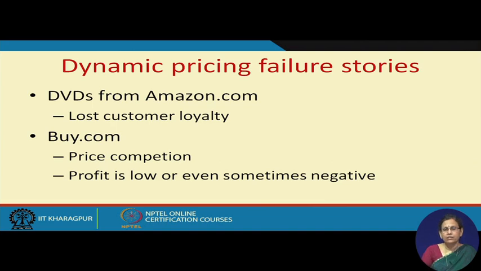There are some failure stories as well. For example, in the earlier days when dynamic pricing was adopted by the online community, Amazon tried selling its DVDs by sensing the demand. It had some kind of algorithm that decided a price, and when the demand was high the DVDs were sold at a high price. The next moment the demand reduced and they were sold at a very low price.